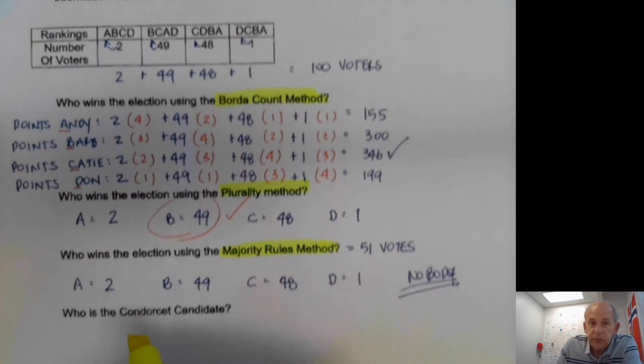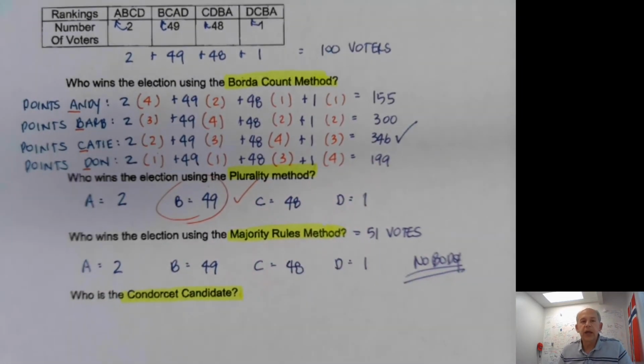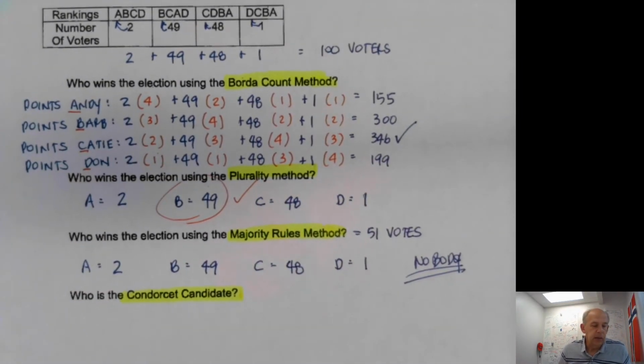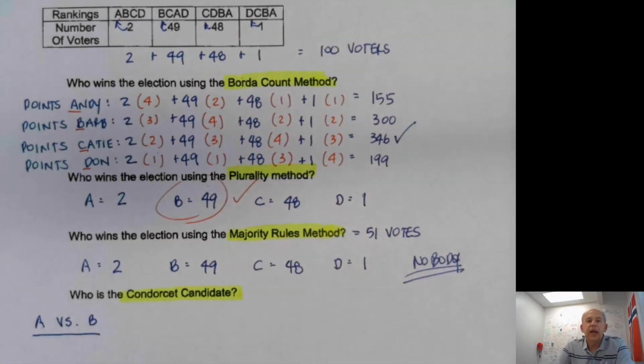Now, let's see who's going to be the Condorcet candidate when we do a head-to-head battle in competition. I am going to put candidate A, Andy, up against candidate B, Barb, in a head-to-head competition. Why did I choose Andy and Barb? Because their letters are A and B, the first 2 letters in the alphabet.